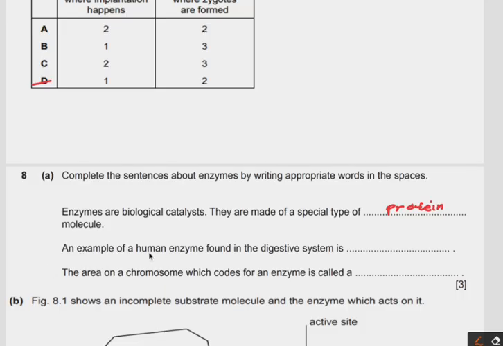An example of a human enzyme found in the digestive system is, so you can just say amylase if you want, or pepsin, trypsin, lipase, and so on. Okay, just say lipase. And one thing that you need to know is that enzymes end with the suffix ASE. This one here is very, very important. Now the area on a chromosome which codes for an enzyme is called a dash.